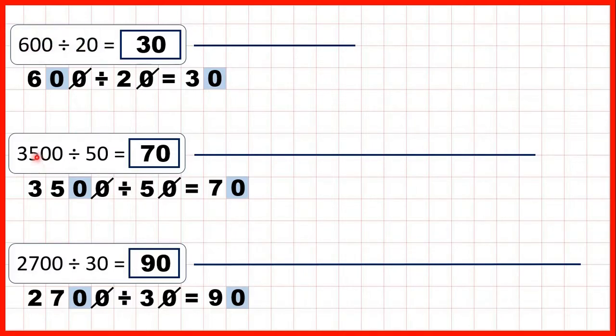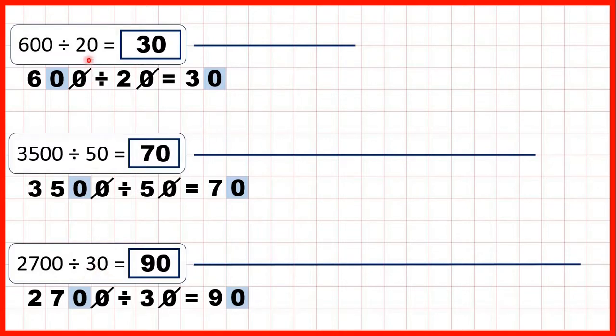Instead of working out 3,500 divided by 50, we know that that will give us the same answer as 350 divided by 5. And then again, if we have one end zero in the divisor, we can cancel an end zero, so just work out, for this question, 270 divided by 3.